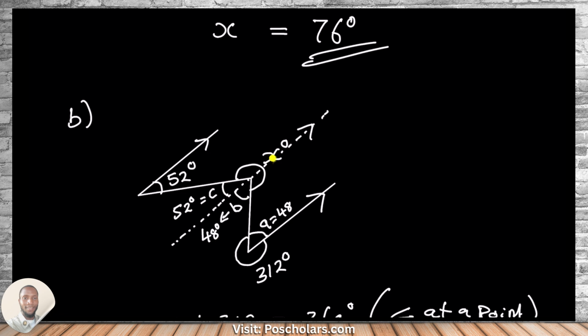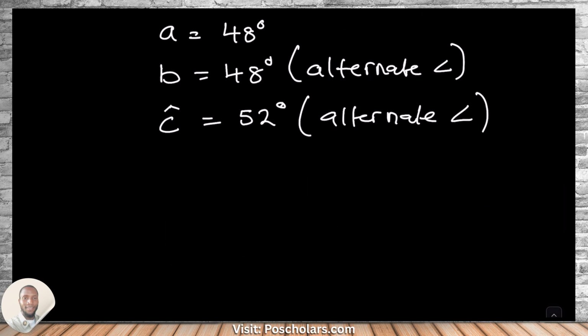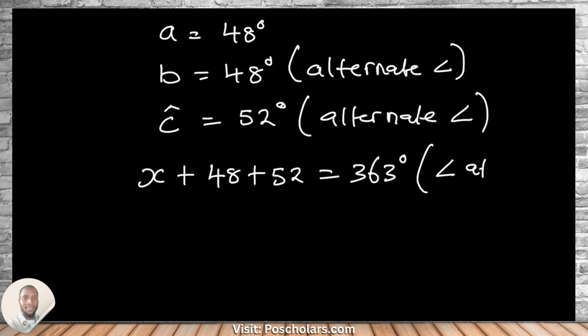So for us to find x, take note, this x is the angle from here to here. Then this point is acting as angle at a point, right? So that means the sum of the angles from here to here is equal to 360 degrees. Now we know this part, we are now left with this part. So to find x, we simply say x plus angle 48 plus angle 52 equals 360. So let's do that. X plus 48 plus 52 equals 360. And what's the reason? Angle at a point. Always put the reason, angle at a point, especially in exam condition, right?